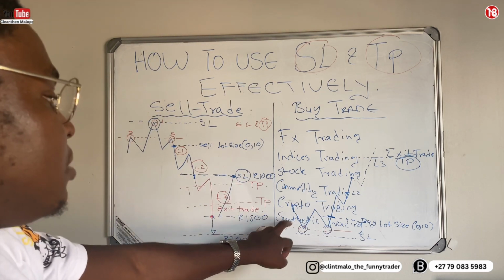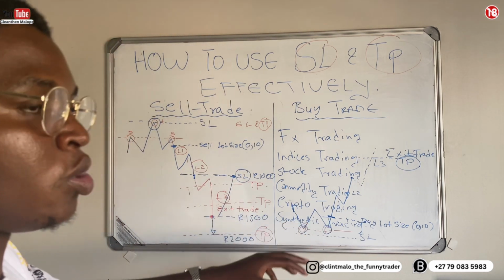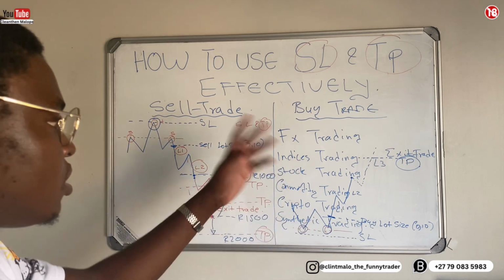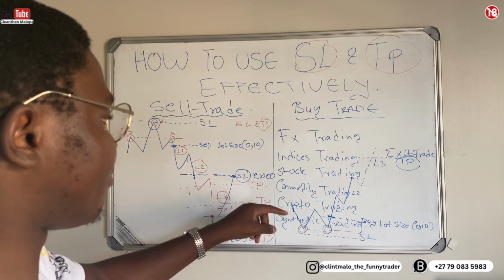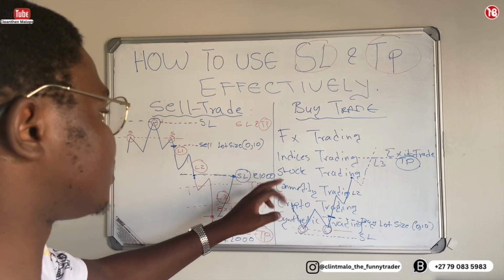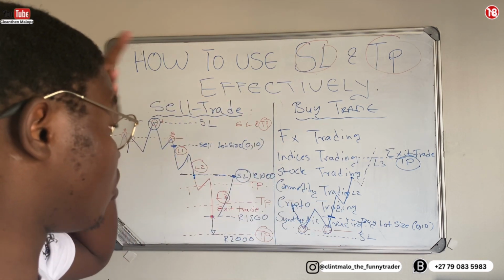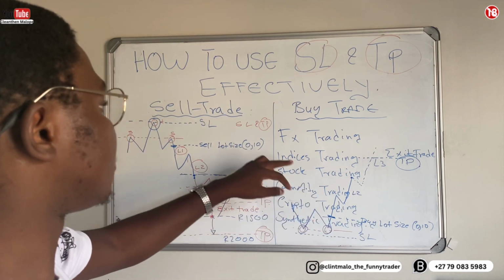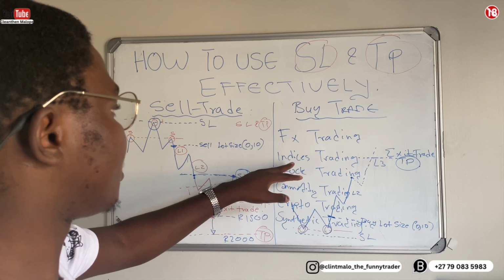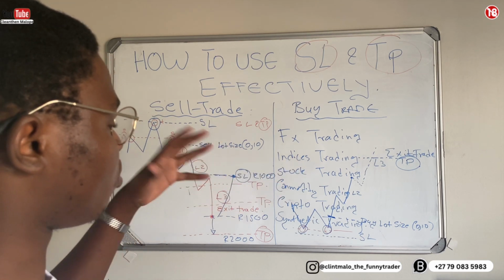Synthetic trading, this is MT5, where you trade with those boom and crash and everything. You can use this strategy. Crypto, you know, Bitcoin, Ethereum, whatever the case may be. Commodity, you can trade sugar, you can trade gold, silver, whatever the case may be. Stocks, these are shares. Indices, these are ETFs.